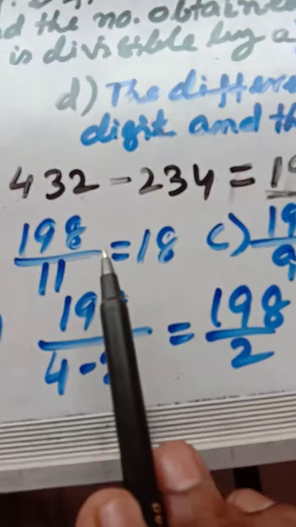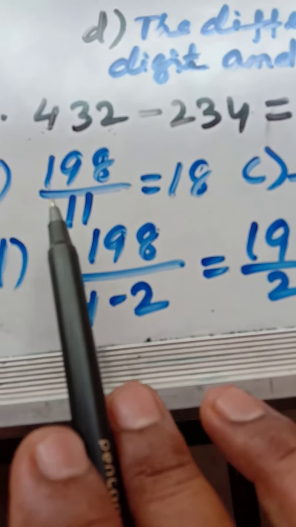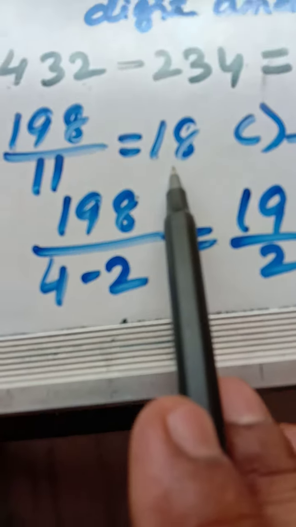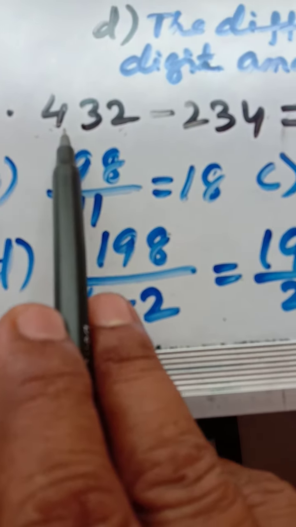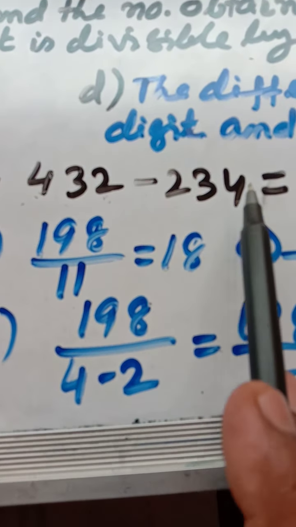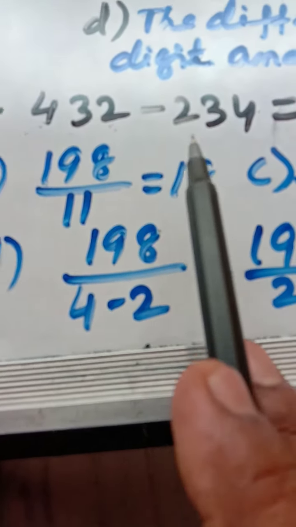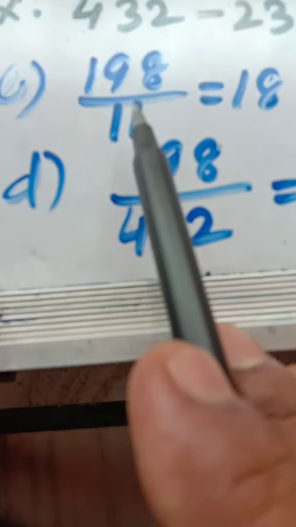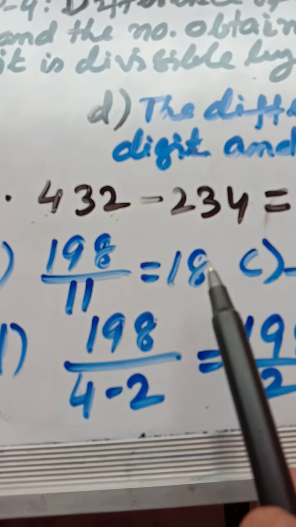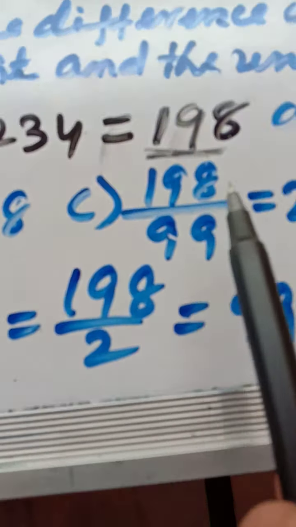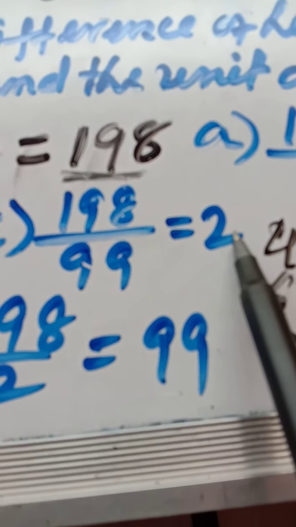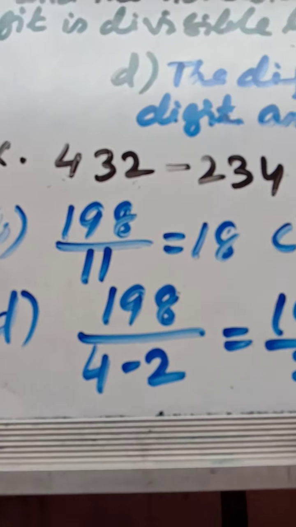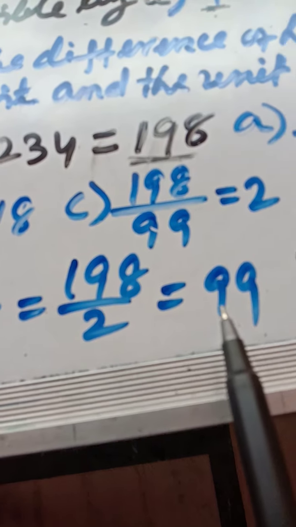Once you divide by 11, it will become 9 into the difference of the digits, that is 18. This difference is divisible by 9, and when you divide by 9, it becomes the difference of the digits into 11. Dividing by 11 gives the difference of the digits into 9. Dividing by 9 into 11, that is 99, gives the difference of the digits. And dividing by the difference of the digits gives always 11 into 9, that is 99.